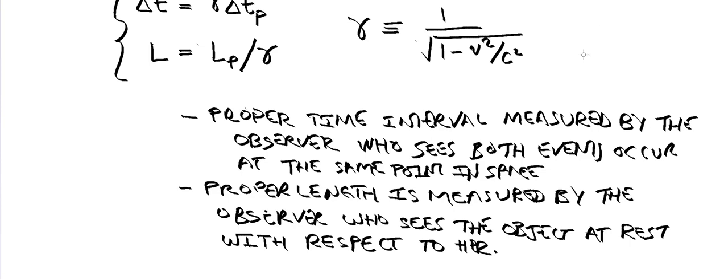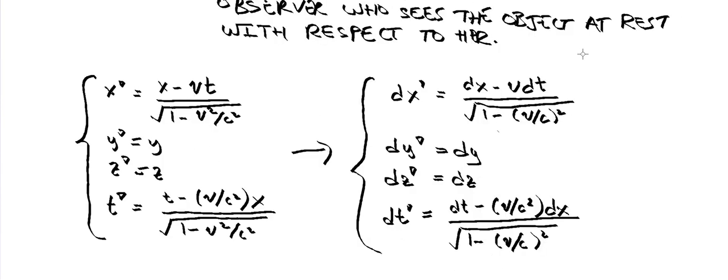Well, let's go back to our Lorentz transforms, where we previously had said that this was true: x prime is equal to numerator x minus vt over denominator square root of 1 minus v squared over c squared. y prime is y, z prime is z, t prime is numerator t minus quantity v over c squared times x, divided by denominator square root of 1 minus v squared over c squared.